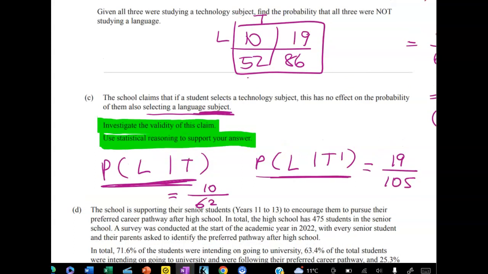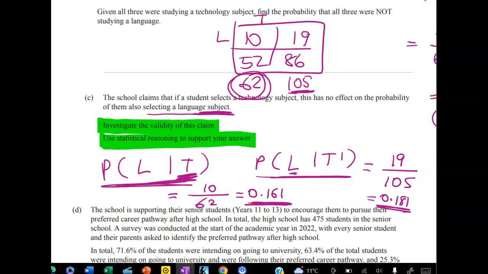So the technology number is here. This is the 62 number, right? And this is my first conditional probability. So I'm just looking at students who take technology. In the second one, I'm asking how many students don't take technology. So it's 105 here, and 19 of them do take a language. Now, when you work this out, for this one, you get 0.161, and for this one, you get 0.181. Don't be tempted to say that those 2 numbers are pretty close, so it's basically the same.